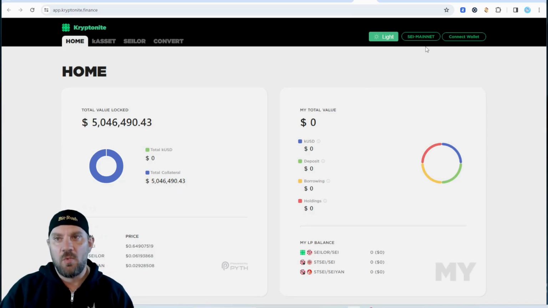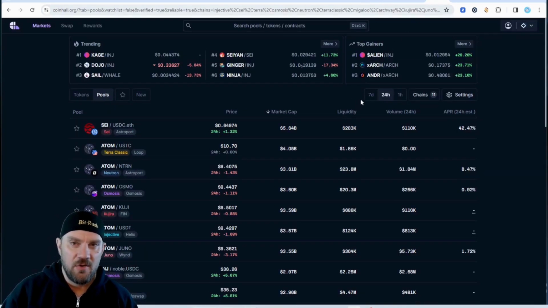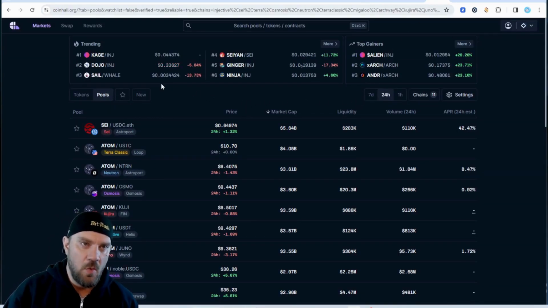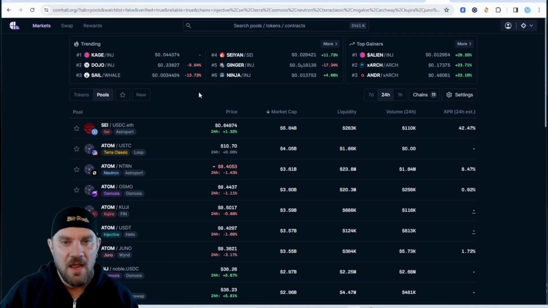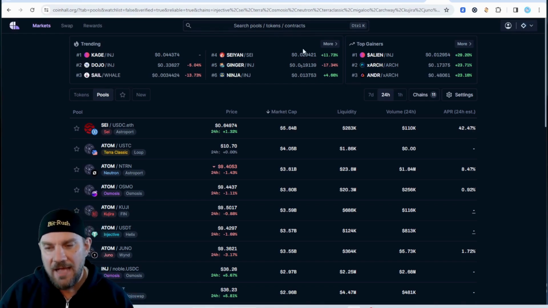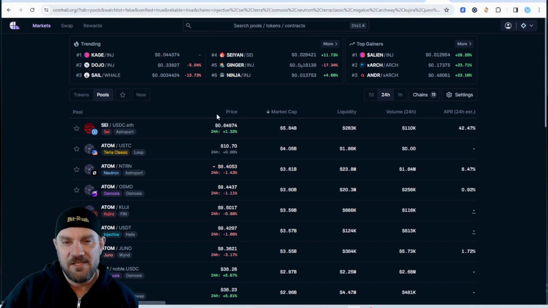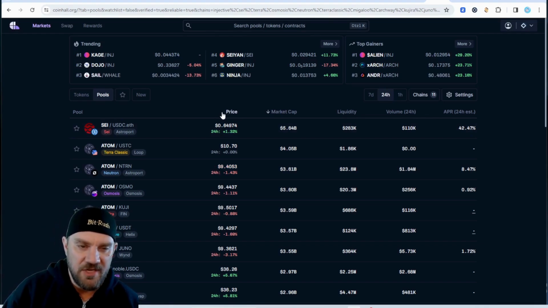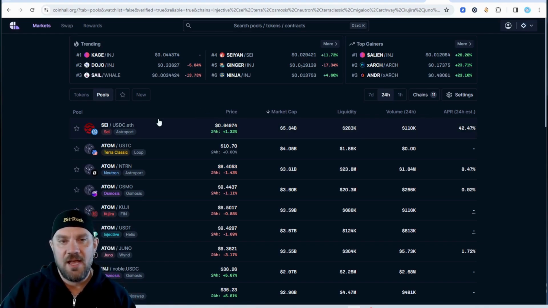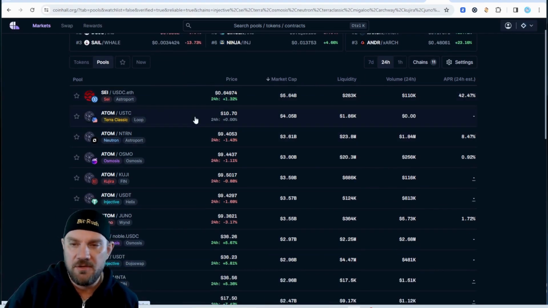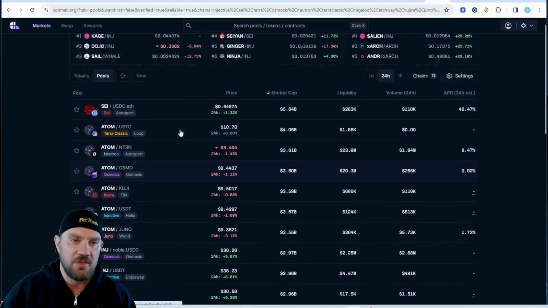The next thing we're going to want to cover is where to go to check out the tokens. This is going to be coinhaul.org, and again I'll link this in the description as well. This is where you're going to be able to search all the different pools, tokens and contracts. This is the whole Cosmos ecosystem, so it's not just for SEI network. Just make sure that the pair and the token you're looking at is on the right network.